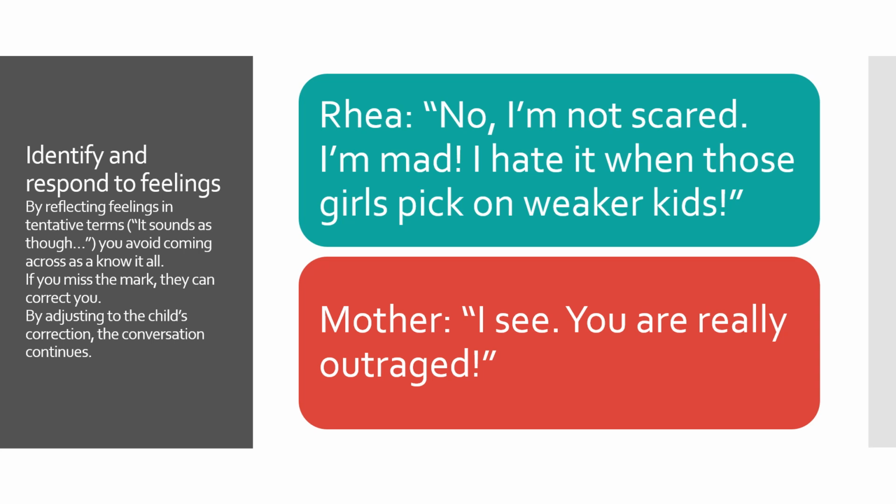You want to be sure that we're understanding what the child is saying and what they're feeling. So if Rhea wasn't scared, Rhea would say, no, I'm not scared, I'm mad. I hate it when those girls pick on weaker kids. And so then at that point we might say, oh, I see, you're really outraged. And so by adjusting to your child's correction, the communication is then going to continue to flow.